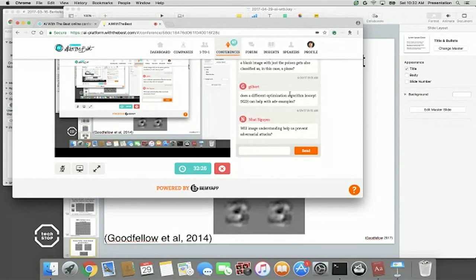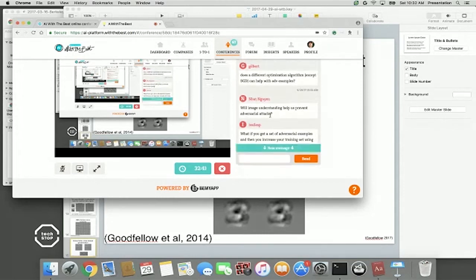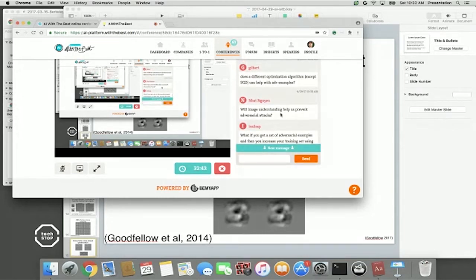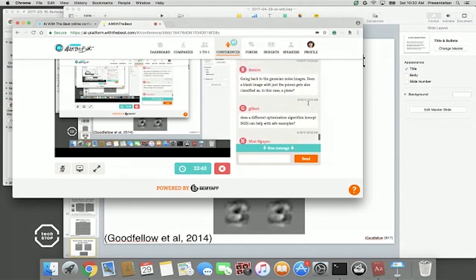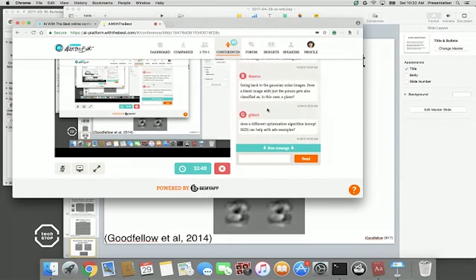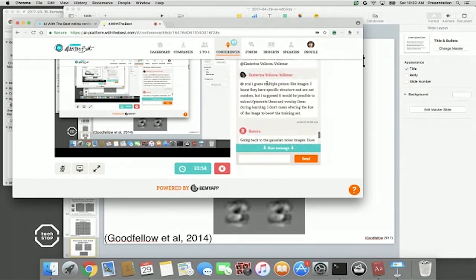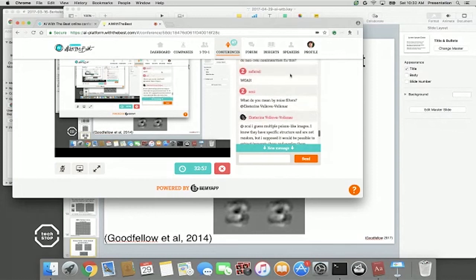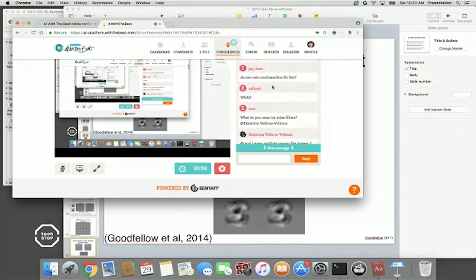Someone asks, will image understanding help us prevent adversarial attacks? And I'm not entirely sure what that means. Someone asks if a different optimization algorithm besides SGD could help with adversarial examples. I think in the long run, yes, but we need to have a very different model architecture too. And so far, I haven't found the right combination of optimization algorithm and new model architecture. There's a few questions that I didn't fully understand, and I'm trying to move a little bit fast.